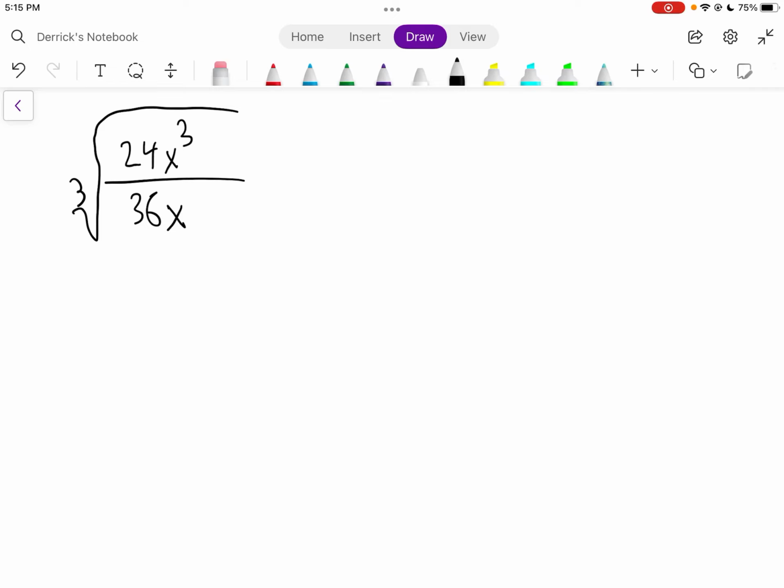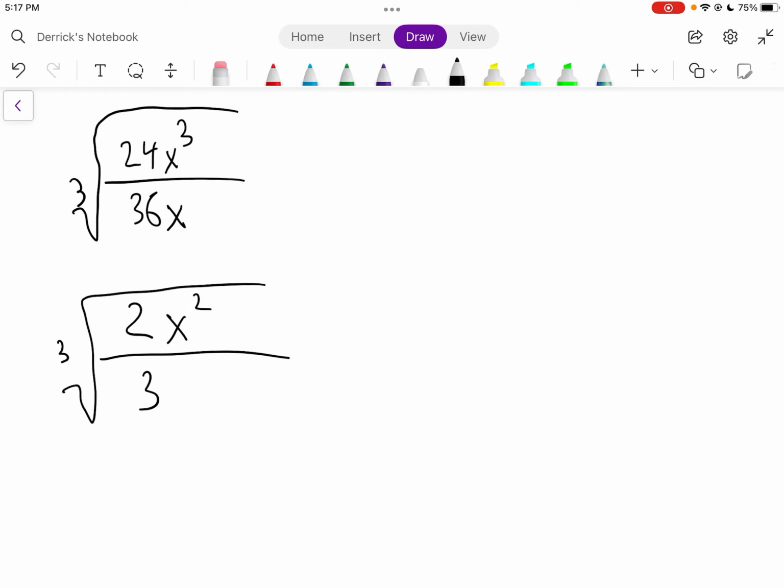Meaning I'm going to be asking myself, what can 24 and 36 both divide by? Well, in this case, 24 and 36 can both divide by 12. So 24 divided by 12 is 2, 36 divided by 12 is 3. Also, I notice that I have an x to the third divided by an x. Well, x to the third divided by x would be x squared.